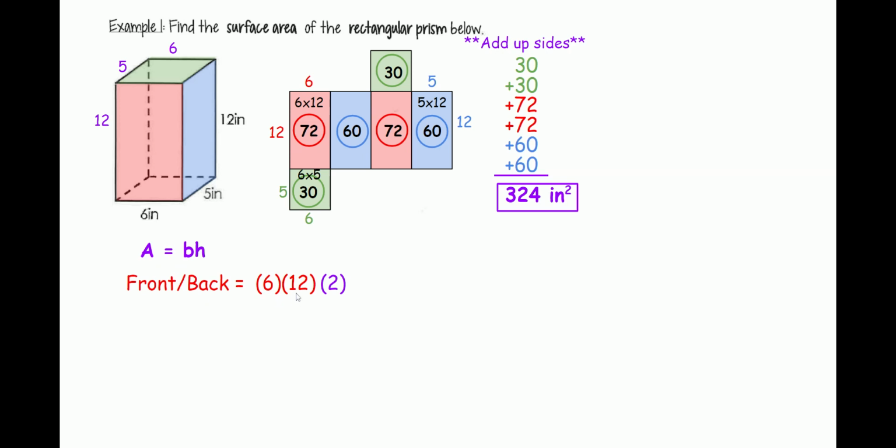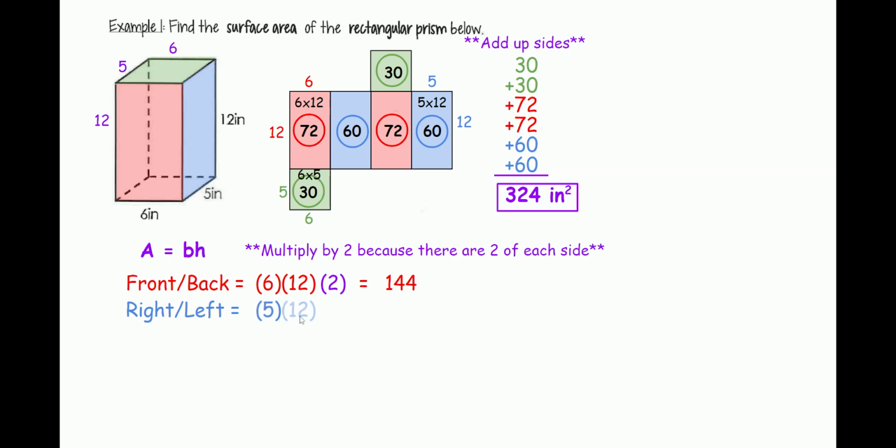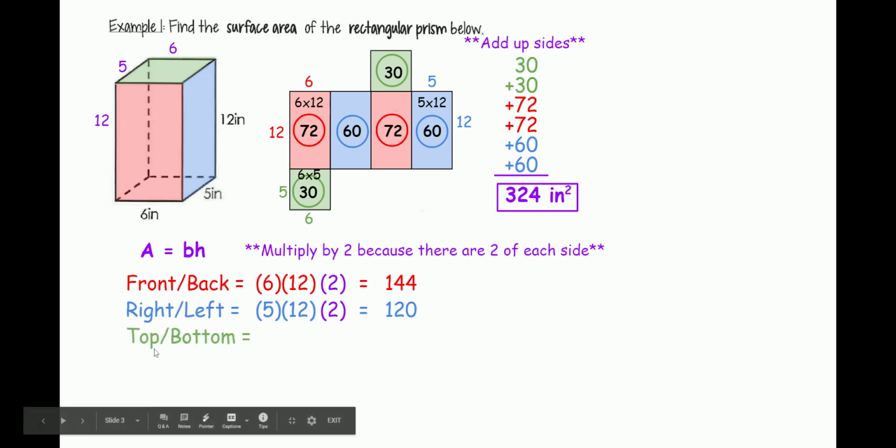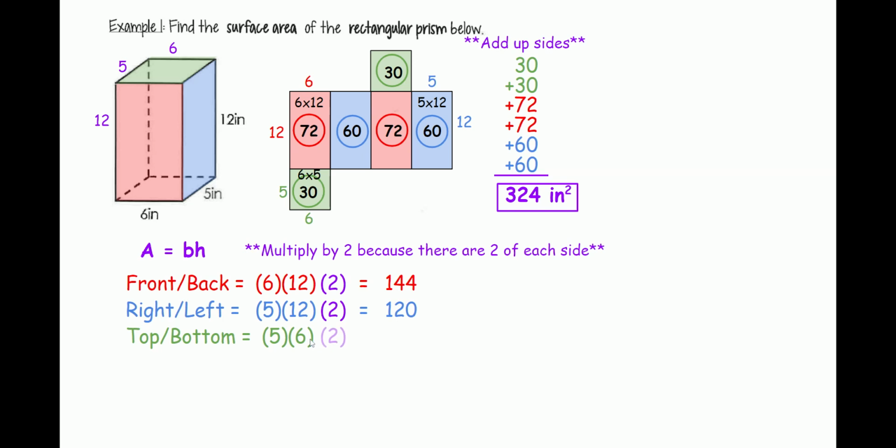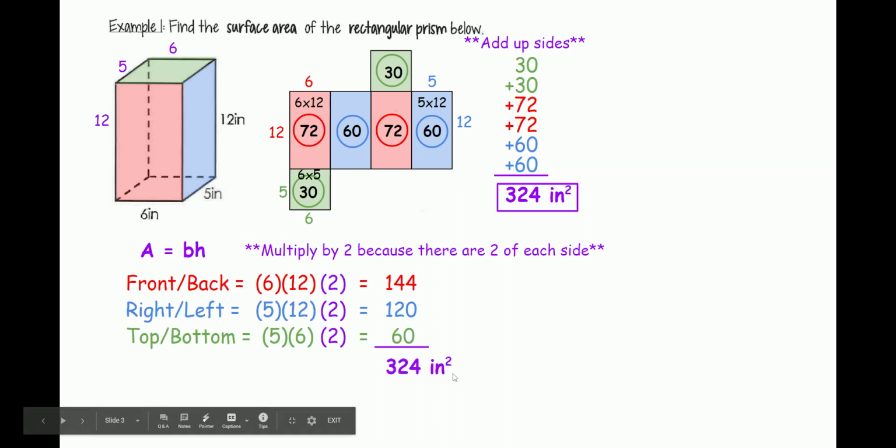So 6 times 12 will get you the area of one side. If you multiply by 2, then you'll get the area of both sides. So once I multiply that out, I get 144. The left and right side, the left is going to be 5 by 12. We multiply that by 2, and that gets you 120. And finally, the top and the bottom. The top and the bottom is a 6 by 5, or 5 times 6. We multiply by 2, and we get 60. Again, we add up the numbers, the front, back, left, right, and top, bottom, and we get 324 inches squared.